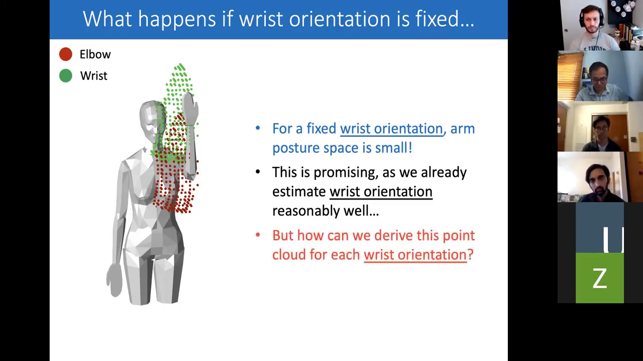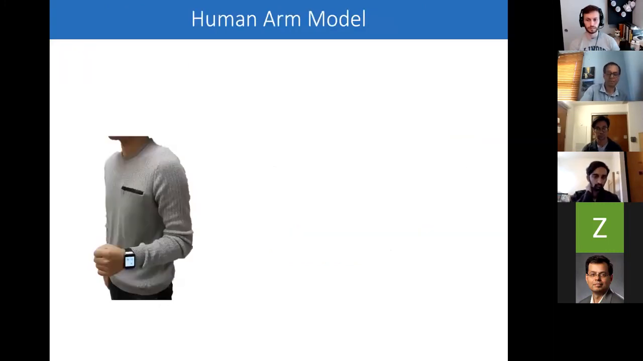But how can we derive this point cloud for each wrist orientation? This red and blue, red and green point cloud. We need to derive that, right? Because that's our dictionary. And we do not have a way to derive that one.